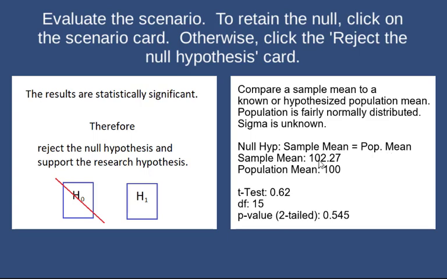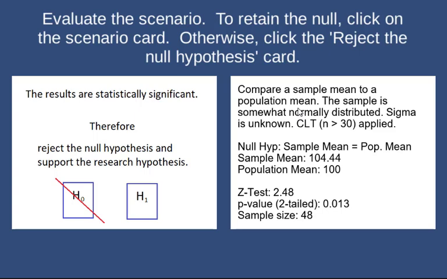The sample mean was 102.27. The population mean was 100. So that's a small difference, but should we consider it statistically significant or not? To determine that, we'll take a look at the t-test. It's 0.62. That's a really small t-test value. Looking at the p-value for this two-tailed test, it's 0.545. That's larger than our alpha level of 0.05. So we're going to retain the null hypothesis. This is not a surprising finding. It can happen quite frequently, so again, we retain the null.